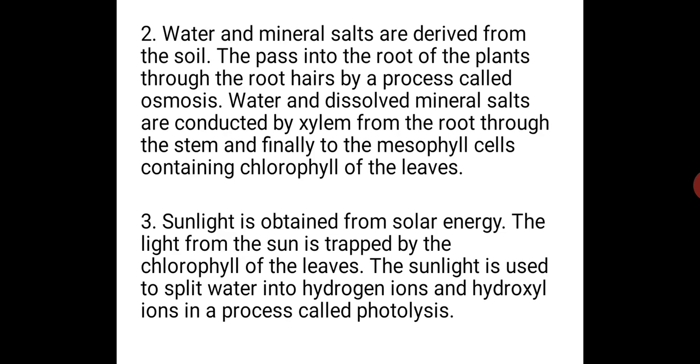Number 3, sunlight. Sunlight is obtained from the solar energy. The light from the sun is trapped by the chlorophyll of the leaves. The sun is used to split water into hydrogen ion and hydroxyl ion in a process called photolysis. Therefore, we can as well say that photolysis is defined as the splitting of water molecules into hydrogen ion and hydroxyl ion.